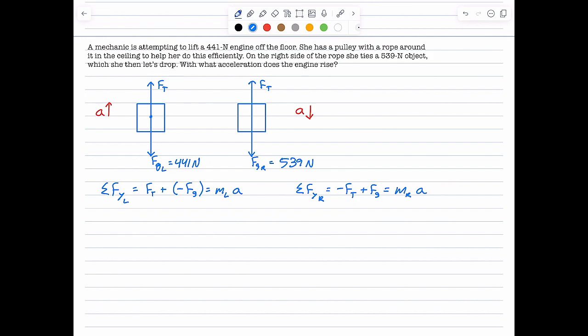All right, so now we can start substituting values. I don't know tension. That's one of my unknowns. And so I'm going to leave that as F sub T.